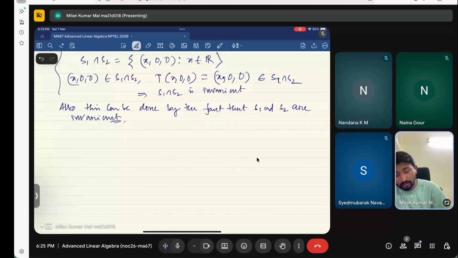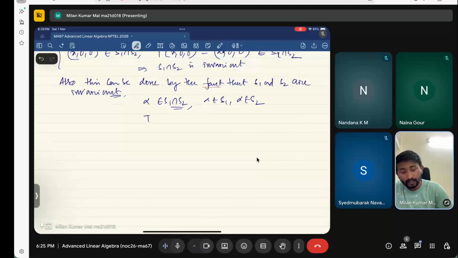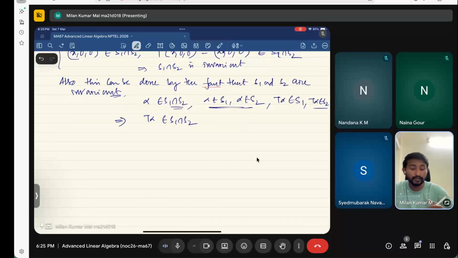Why? Because suppose you have a vector alpha which is in S1 intersection S2. That means alpha is in S1 and alpha is in S2. If S1 intersection S2 is to be invariant, we need to show that T alpha is in S1 intersection S2. This is what I need to show. But as alpha is in S1 and alpha is in S2, then T alpha is in S1 because S1 is invariant under T, and T alpha is in S2 because S2 is invariant. So that implies that T alpha is inside S1 intersection S2.